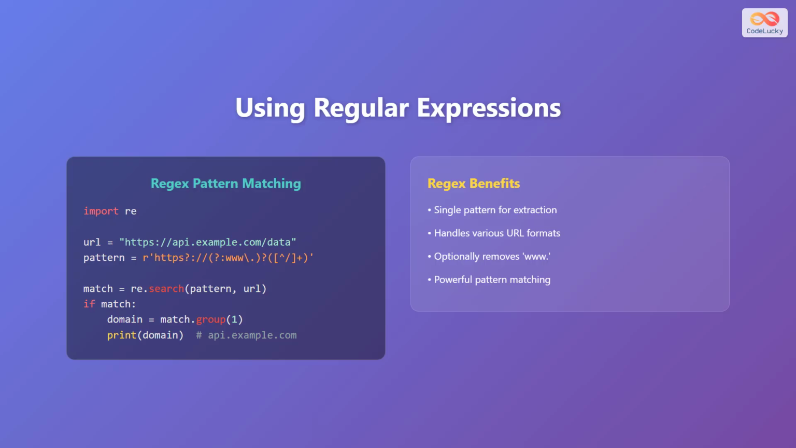Regular expressions offer a powerful way to extract domain names, especially when dealing with various URL formats. Import the re module and define a regex pattern to match the domain. The pattern provided looks for the domain part of the URL, optionally removing www. Using re.search with the pattern in URL, extract the domain using match.group(1). This method is flexible and can handle different URL structures.